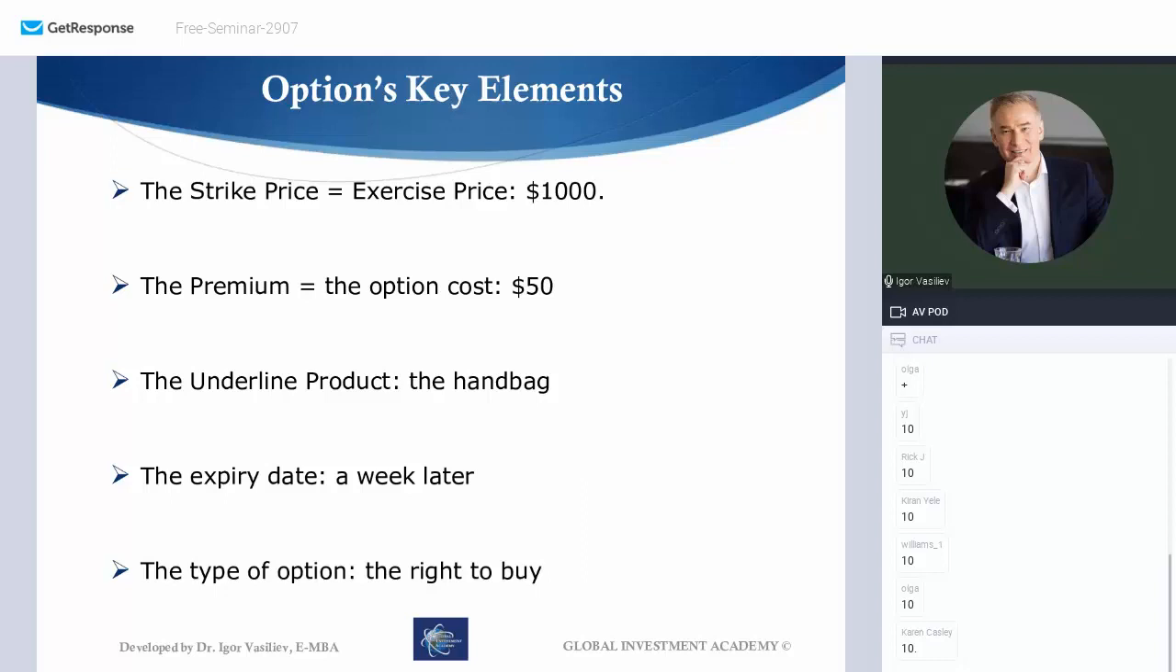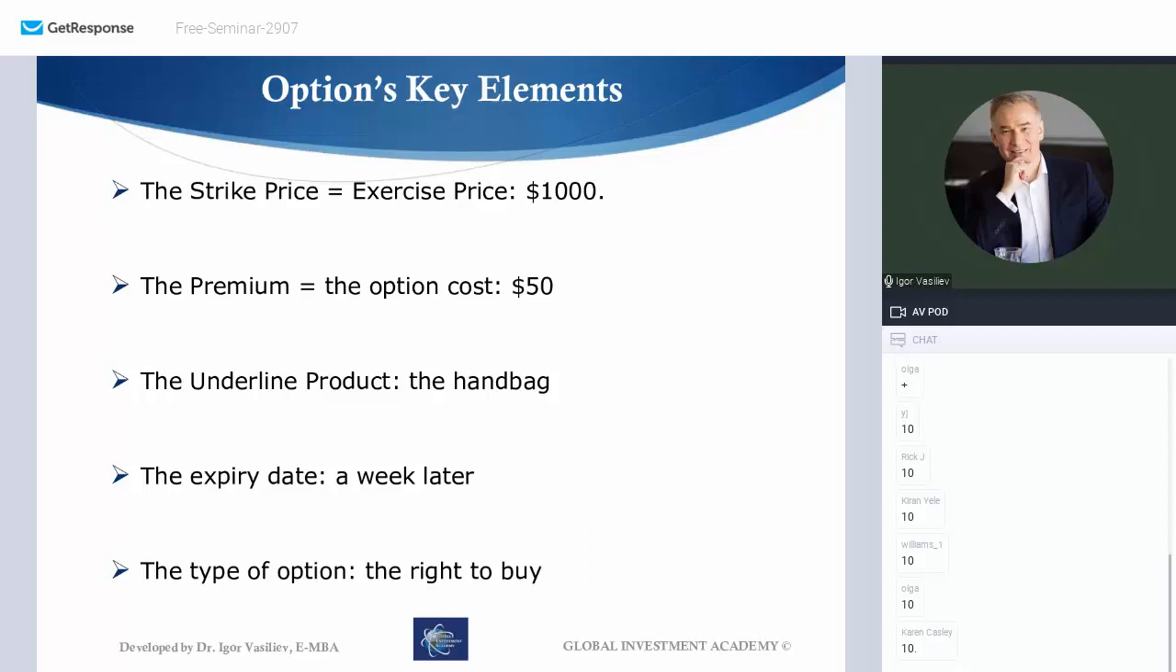Now the premium or the option cost, because for some person it receives the money, for another person it's a cost, right? $50. On the stock market, it could be 10 cents, 5 cents, $5, also very different. Okay, now the underlying product in this particular case is handbag. On the stock market, it could be practically everything. It could be share, it could be index, it could be currency, it could be commodity, right? So we are going to look today at shares.